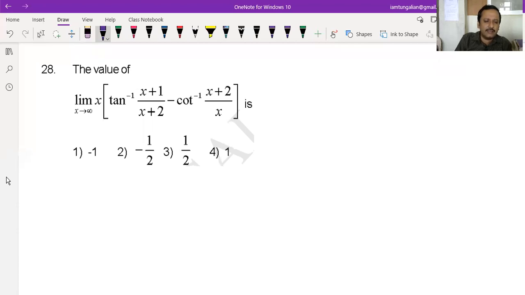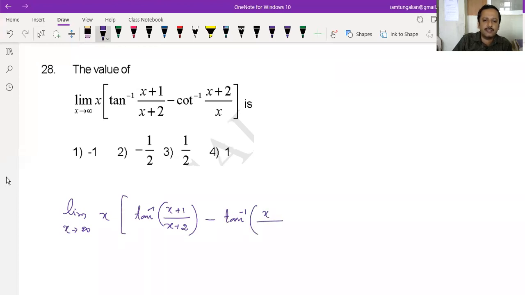I will write the given problem in this way. Limit x tends to infinity x into tan inverse of (x plus 1) divided by (x plus 2) minus tan inverse of x divided by (x plus 2). How? Cot inverse x can be written as tan inverse of 1 by x. So cot inverse of (x plus 2) by x can be written as tan inverse of x by (x plus 2).